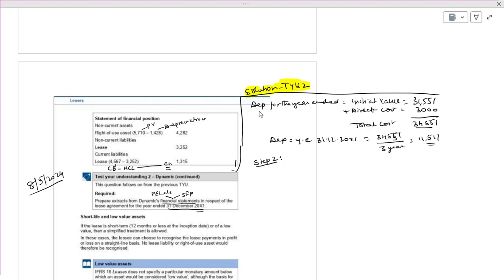When we are talking about the lease payments, what is the structure they have given? They say, is that the beginning value? The columns are: year, opening balance, interest. Interest is nothing but the effective rate, okay? Interest is nothing but the effective rate.